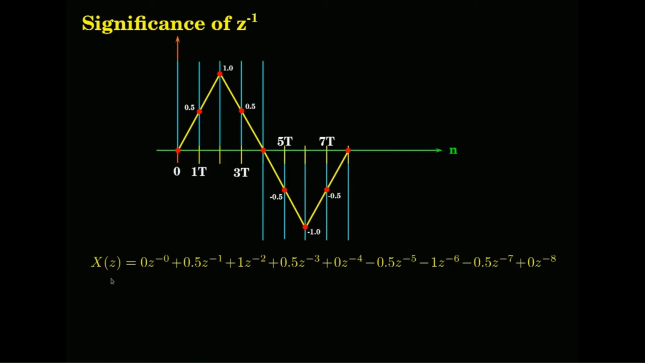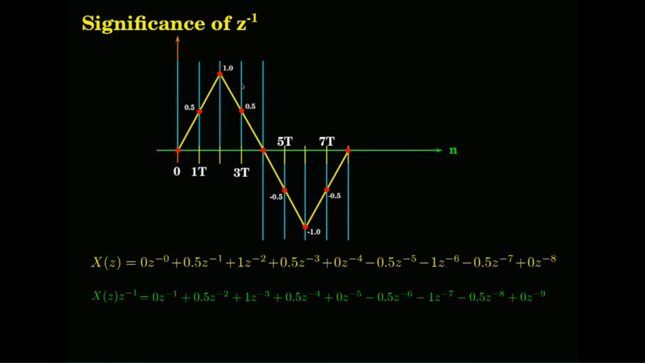Now let us say you multiply this Z transformed representation by Z to the power of minus 1. What happens? All the powers get increased, the negative powers increase by 1. So you will see it will be 0 to the power of minus 1, 0.5 to the power of minus 2, 1 to the power of minus 3, and so on up to Z to the power of minus 9. It is actually shifted, the power.